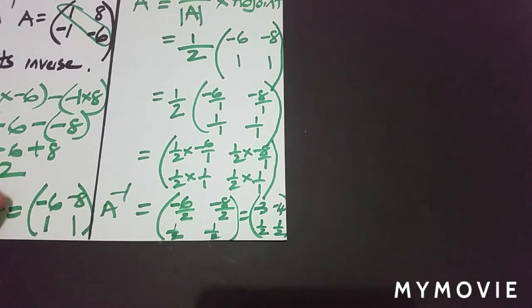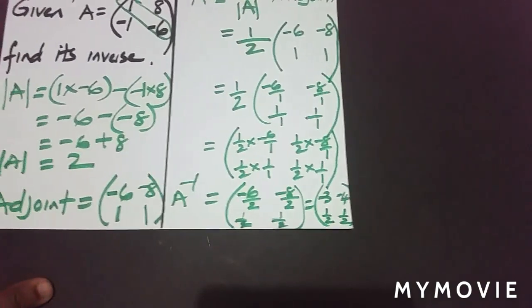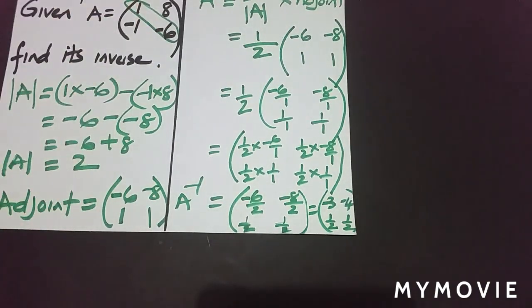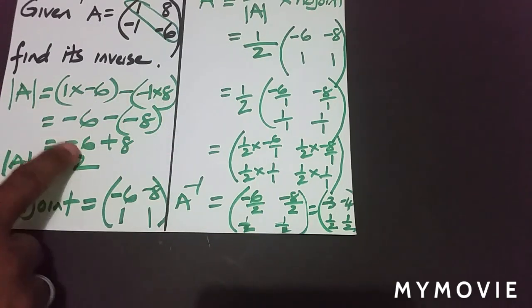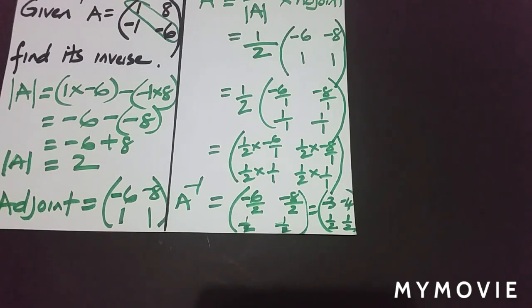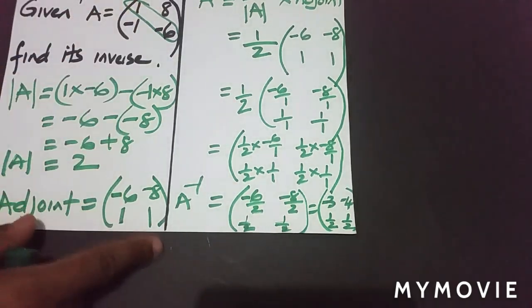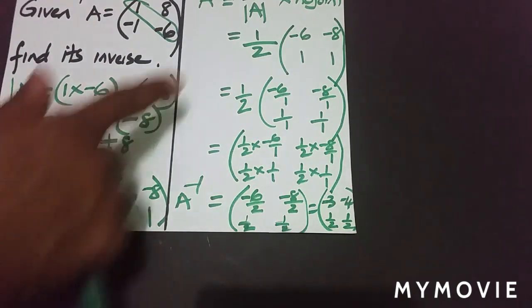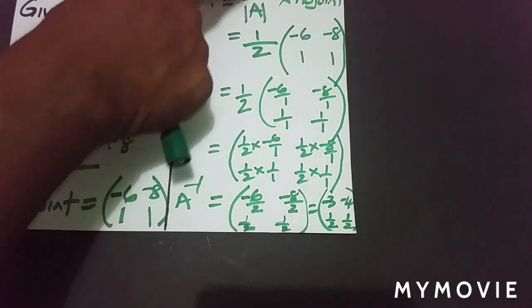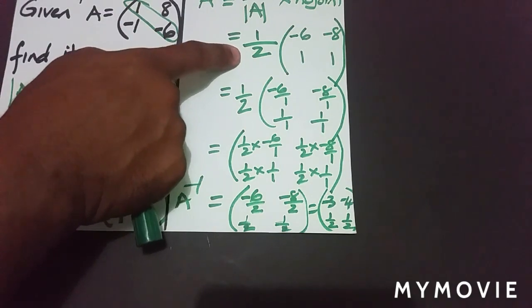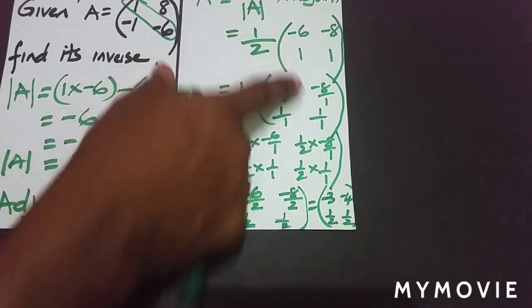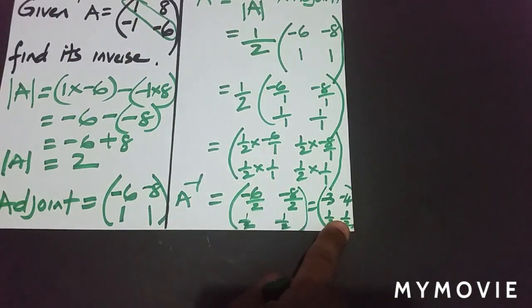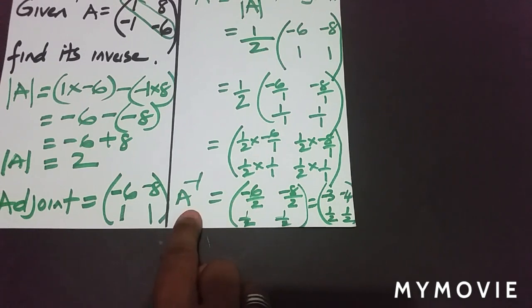So you can clearly see that we found the determinant, which is 2 here. Product of the elements in the leading diagonal gives you negative 6, minus negative 1 times 8, negative 8. Negative 6 plus 8 is 2. The adjoint: switch these elements, and then leave these alone but change the sign. And then use the formula, inverse equals 1 over the determinant times the adjoint, which is what we did. A half of negative 6 is negative 3, half of negative 8 is negative 4, half of 1 is a half, half of 1 is a half. So this here would be our final answer for the inverse of matrix A.